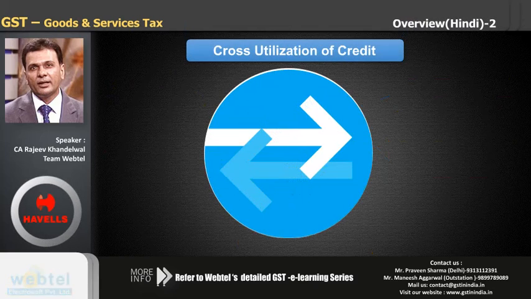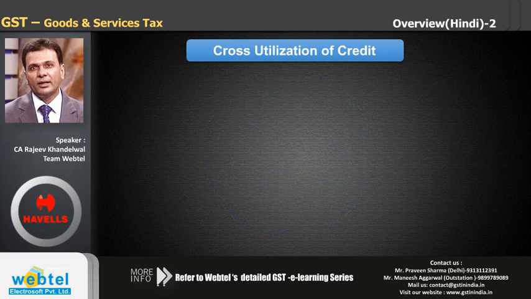Cross utilization of credit. Now we need to understand how various taxes can be adjusted against each other, or whether they can be adjusted against each other or not. That is, if CGST is to be paid, whether I have to pay it directly through payment only, or I can use the other taxes. Obviously, the same tax, if the input tax credit is available to me, then I can use it. But if some other taxes are available, can I use it? Let us see and understand.